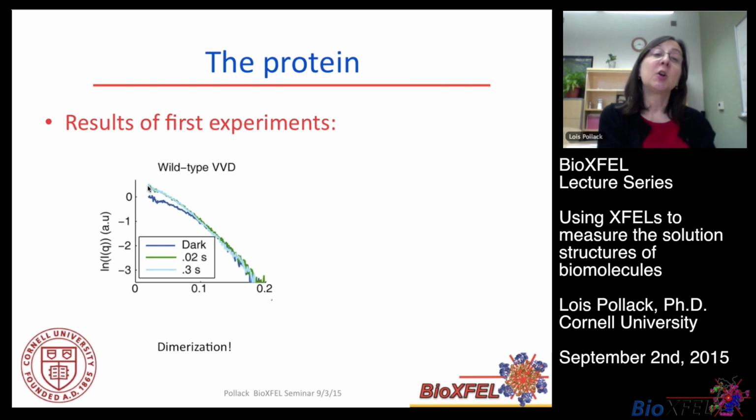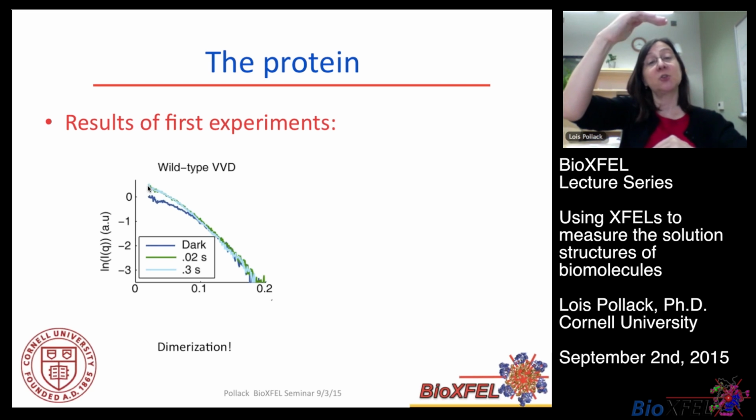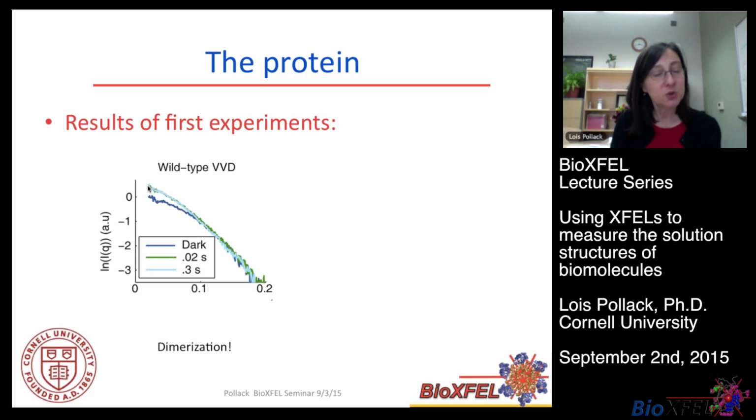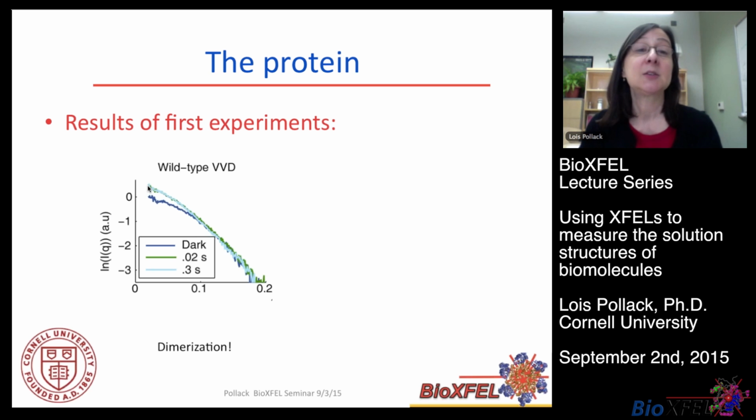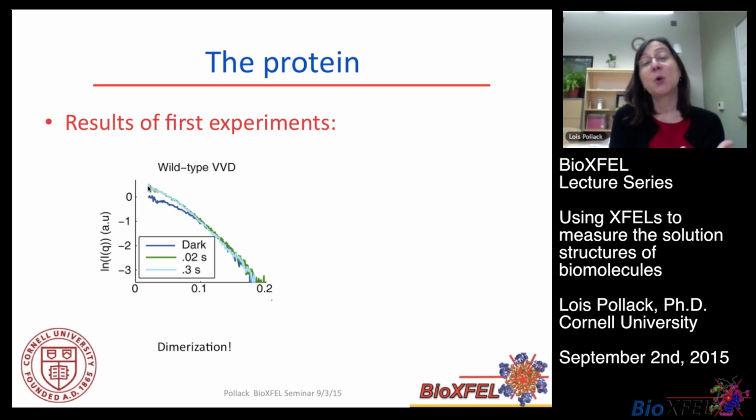And as I explained earlier in the talk, if you look at the y-intercept, and of course your concentrations are the same, and you've accounted for changes in beam intensity, you can see changes in the association state. This protein is dimerizing when the light comes on.